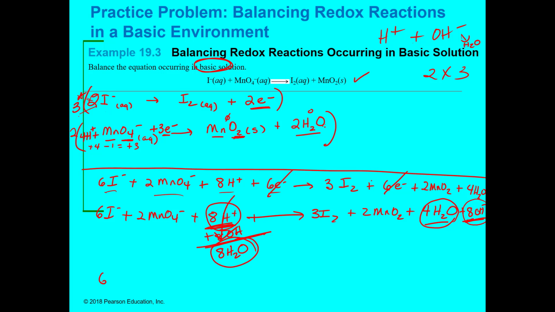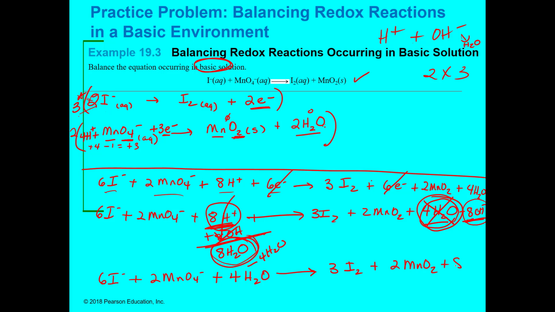So what I now have is 6 I minus plus 2 MnO4 minus plus what? I've got 4 waters on this side and 8 waters on that side. So these 4 will cancel, and it cancels out 4 of those waters and leaves me with 4 waters on this side. 3 I2s plus 2 MnO2 plus 8 OH minus. Now, you see what I did and you see how I did it, right?